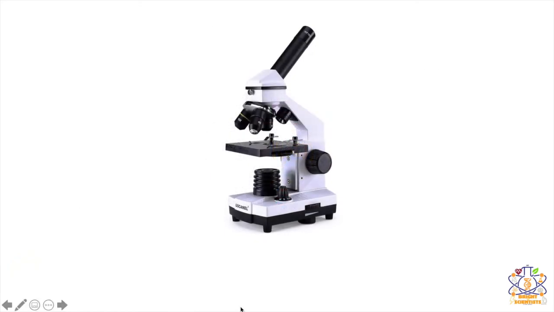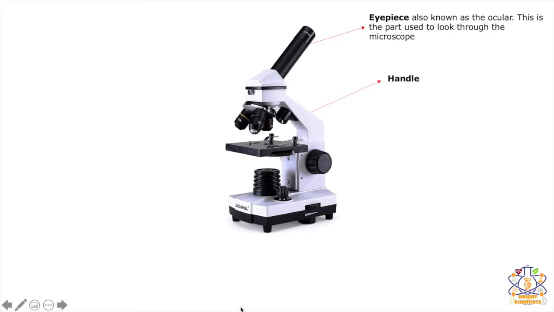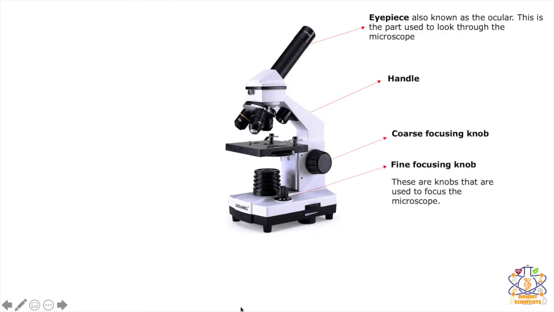So let's look at the parts of the microscope. The eyepiece, also known as the ocular. This is the part used to look through the microscope and is found at the top of the microscope. We have the handle, in which you can hold the microscope, and we also have two focusing knobs. One, which is the coarse knob, which is used to bring the specimen into approximate or near focus, and we also have the fine focus knob, which is to sharpen the focus quality of the image after it has been brought into focus with the coarse focus knob.